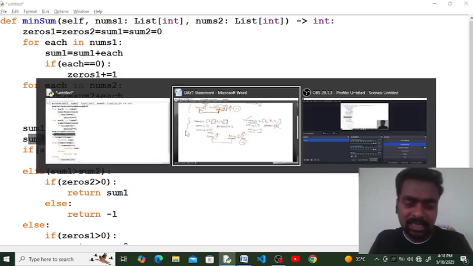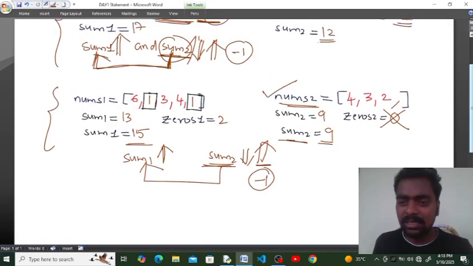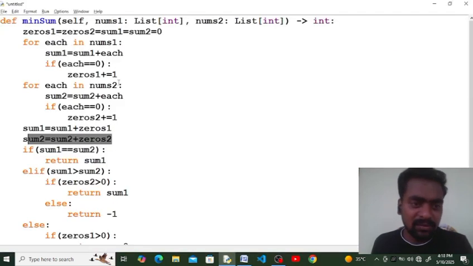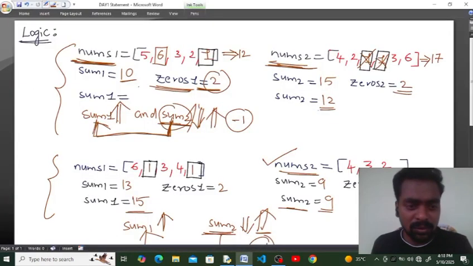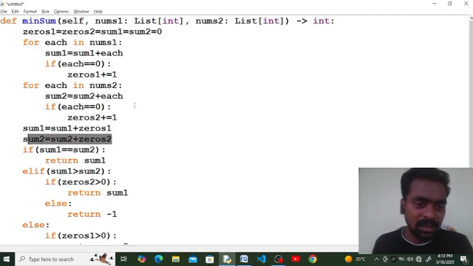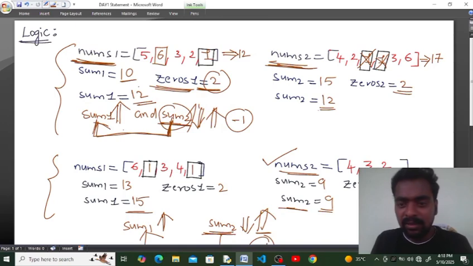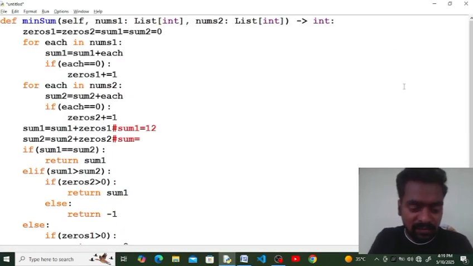Okay. So after getting these final sums, in the first example, what is my sum 1 value? We got 12. That is, sum 1 is initially 10 and zeros 1 is 2, so sum 1 will be 12. Finally, my sum 1 value will be 12, right? And what is my sum 2 value here? It will be 15, and the number of zeros 2 is 2. So sum 2 will finally be 17.